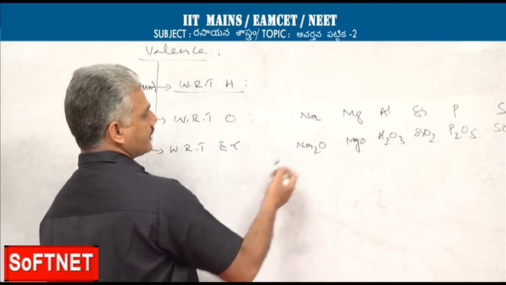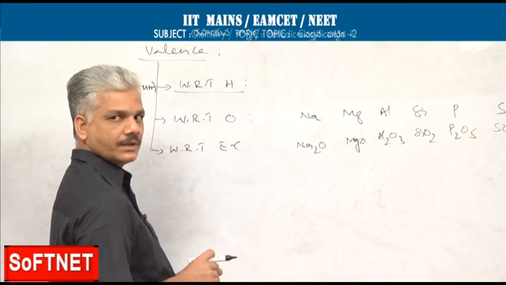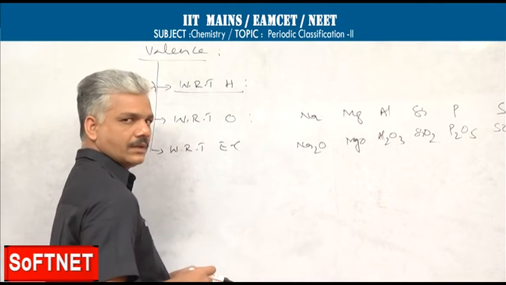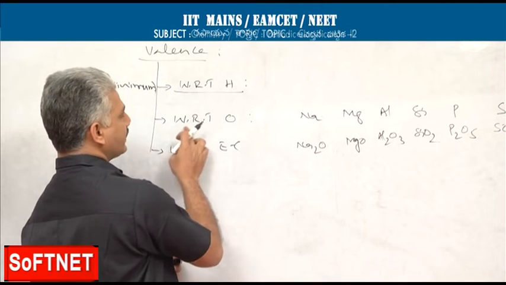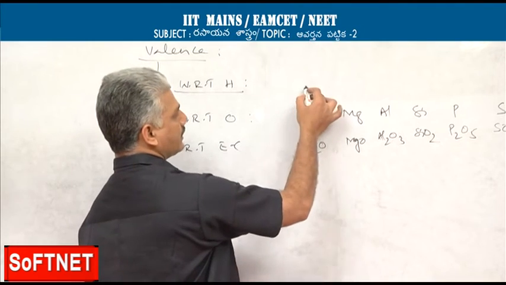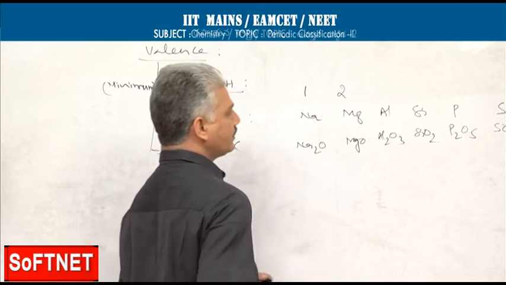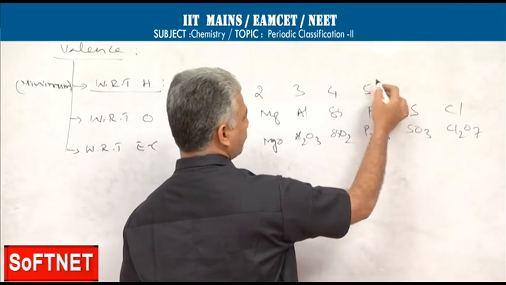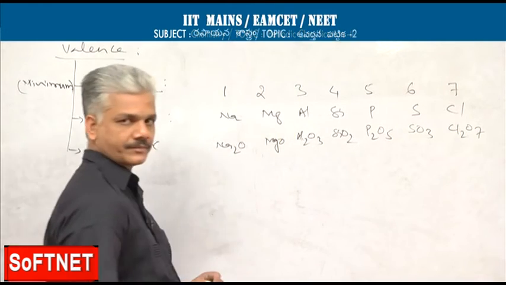Now, as per the definition, two sodium atoms are combining with one oxygen. Therefore, one sodium atom is combining with half oxygen atom. Double that number, it will become valency with respect to oxygen. So, that value comes out to 1. For magnesium, it comes out to 2. For aluminum, 3. Silicon 4. Phosphorus 5. Sulfur 6. Chlorine 7.